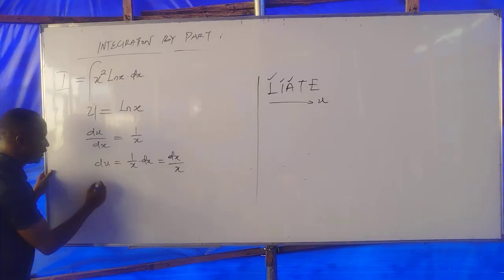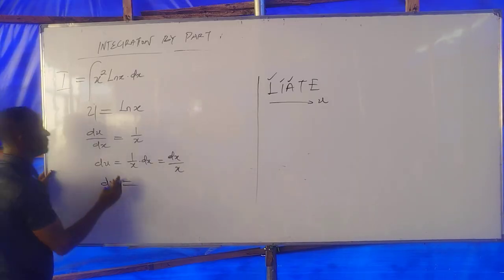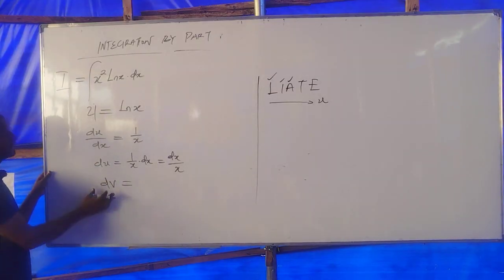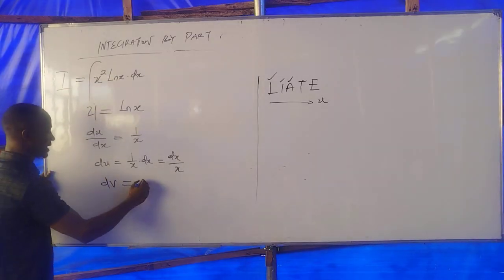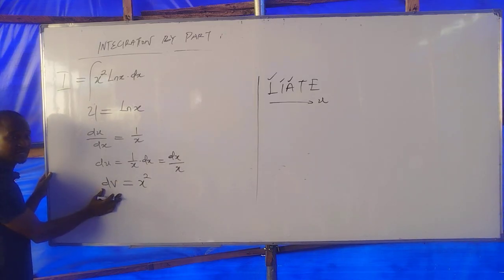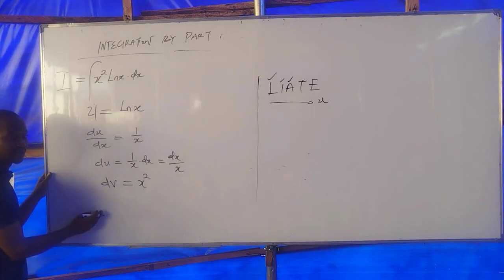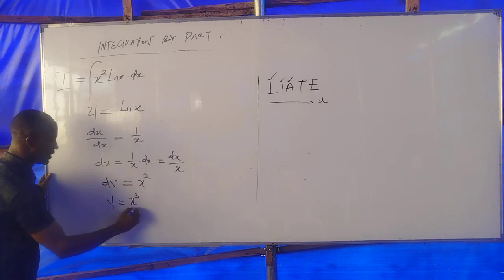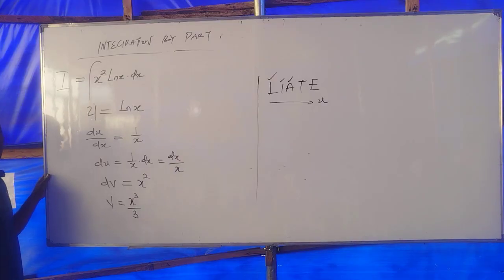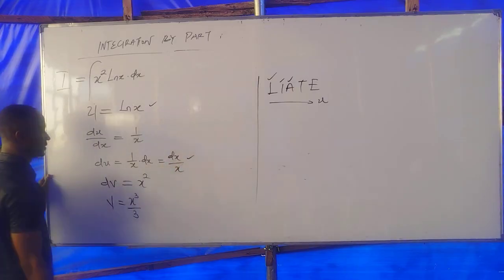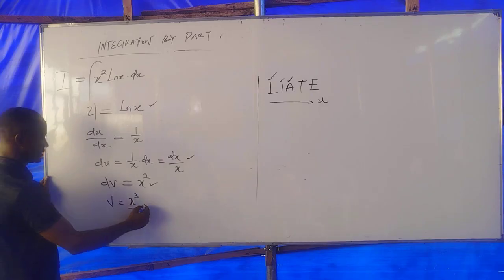Now the next is to find the v. What's our dv? x squared, right? dv is x squared. So what we do to find v is to integrate both sides. Are you following? So we have our v to be what? If we integrate x squared, we have x cubed over 3. Are you aware? Now we have gotten our u. We have our du. We have our dv. And we have v.